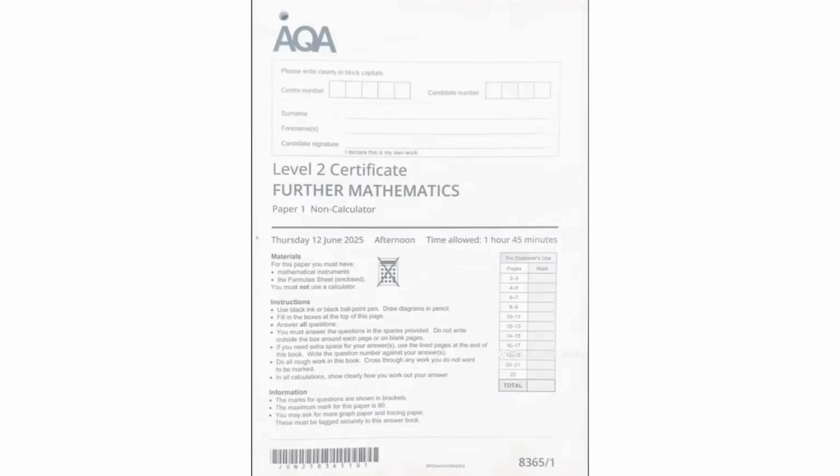Today we're going to do the AQA Level 2 Further Maths paper for June 2025. We're going to go through all of these questions in detail and see how this paper was, whether the questions were easy or difficult. And through this video, you will be able to know how you performed in your test. So let's start with the first question.